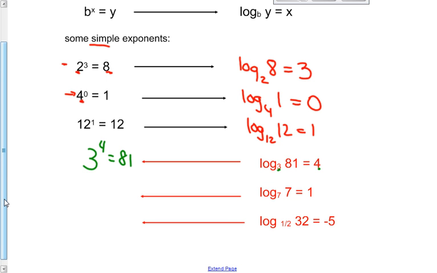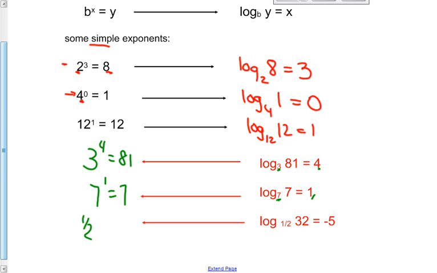Log base 7 of 7 equals 1. Here's your base, here's your exponent. 7 to the first equals 7. Yes, that makes sense. And the next one. This one might not make sense when you look at it at first. Log base 1/2 of 32 equals -5.